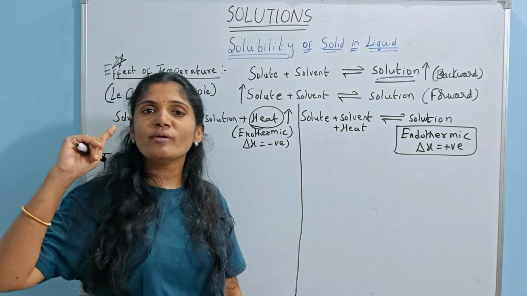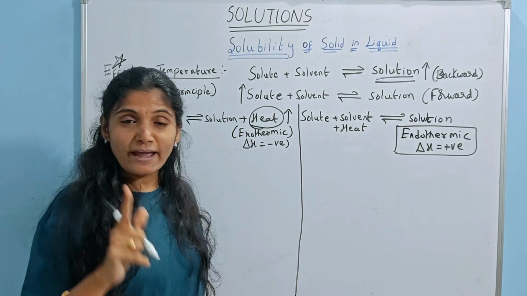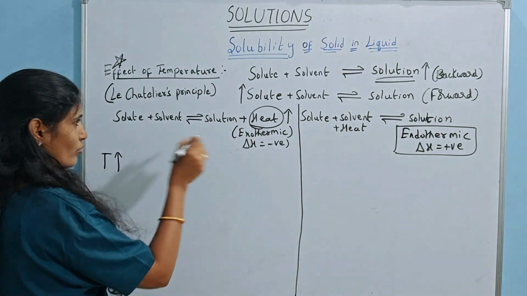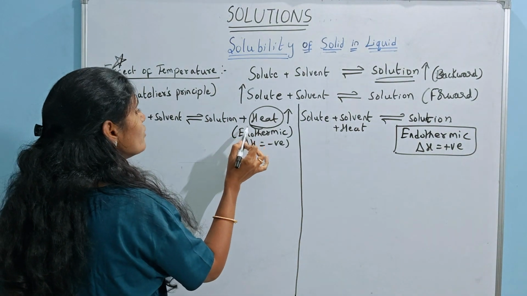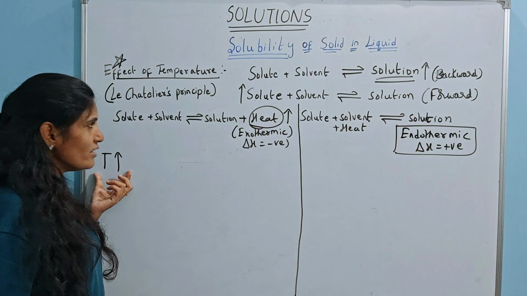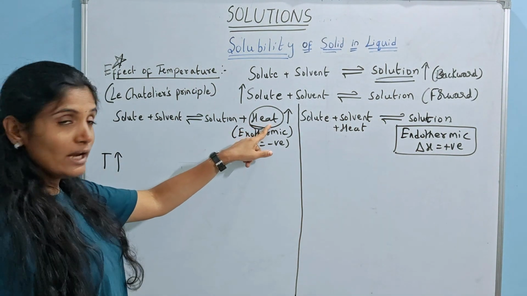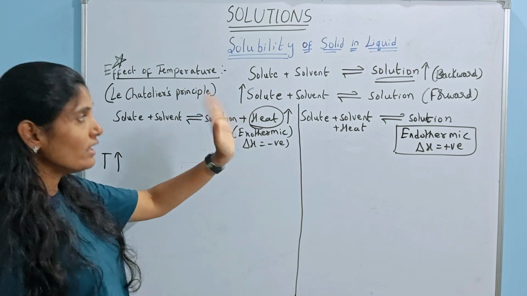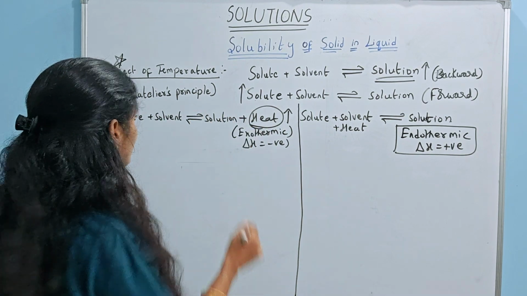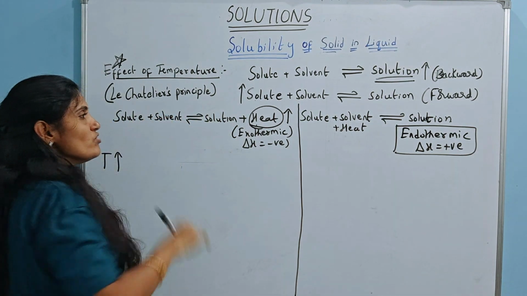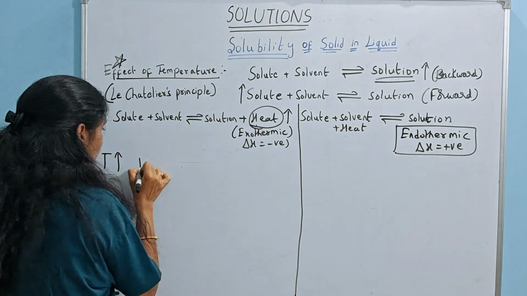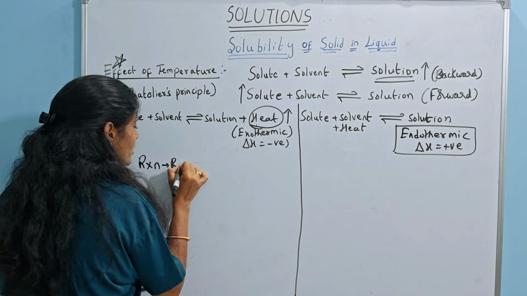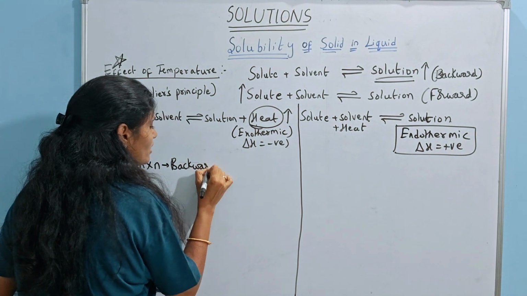Now the dynamic equilibrium doesn't want to get disturbed. So what will happen? The reaction will go in which direction? When I increase the temperature, I have increased heat on the right hand side, and the equilibrium doesn't want to get disturbed. So to nullify the increase in temperature on the right hand side, the reaction will go in which direction? Backward direction. The reaction will go in the backward direction.